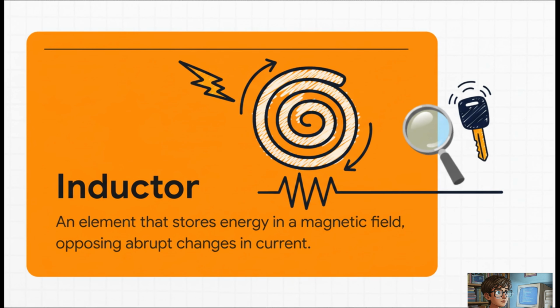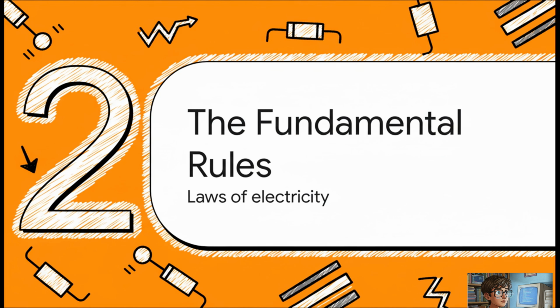And our third key player is the inductor. So, while a capacitor stores energy in an electric field, the inductor stores it in a magnetic field. And it has this one really cool trick. It absolutely hates sudden changes in current. It works to smooth everything out, fighting against any sudden spikes or drops. Now, pay close attention to this one, because its unique little personality quirk, that's the secret to solving our whole car ignition puzzle.